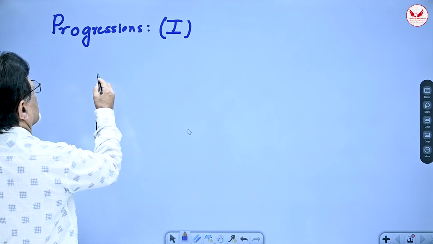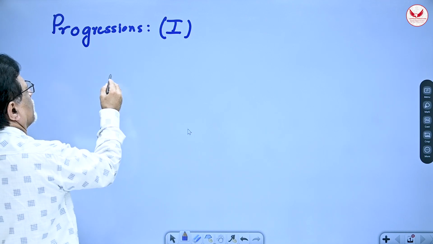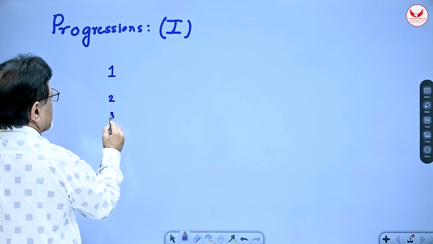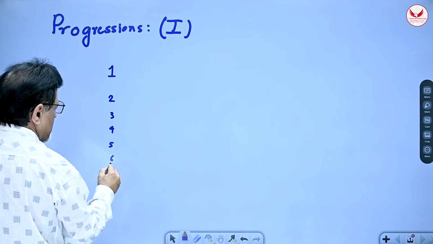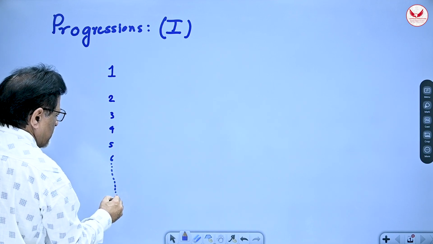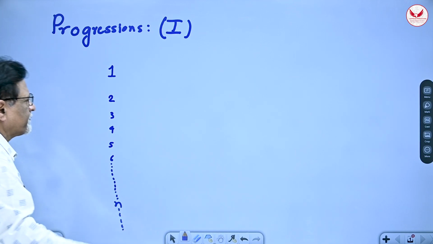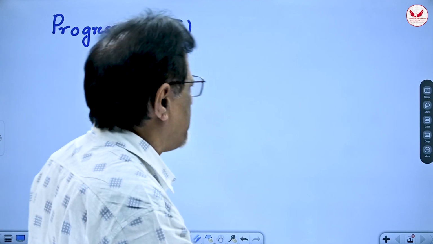Progression means, let us take a set of natural numbers. I am writing it in a vertical order. So this is 1, this is 2, this is 3, this is 4, this is 5, this is 6, and it goes on. So there is no end to this set of natural numbers. Somewhere I will call it n, and it goes on. So this is a set of natural numbers with which we are very, very familiar.